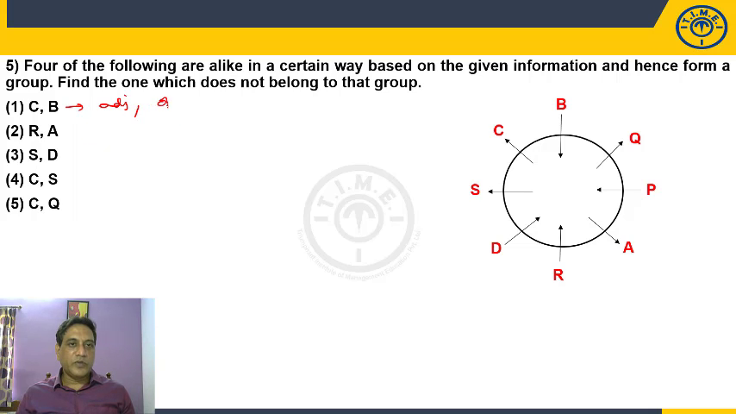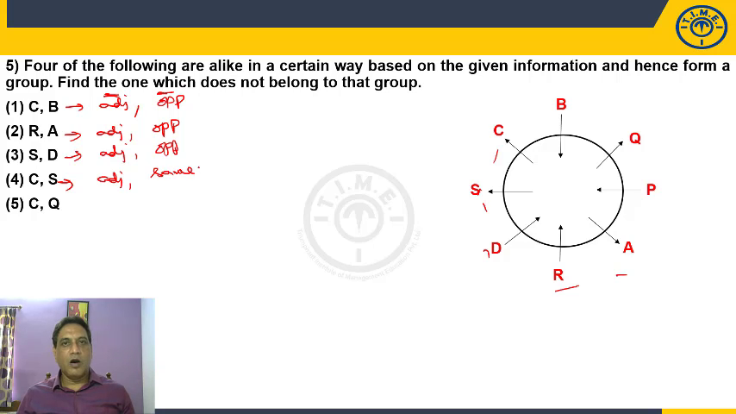Adjacent, opposite directions. R and A, adjacent, opposite directions. The question may be based on positions or it may be based on directions. Unless we write down, we will not know basing on which we can choose the odd one. S and D, adjacent, opposite positions. C and S, adjacent but same direction. Both are facing outward. C and Q, not adjacent and same direction.